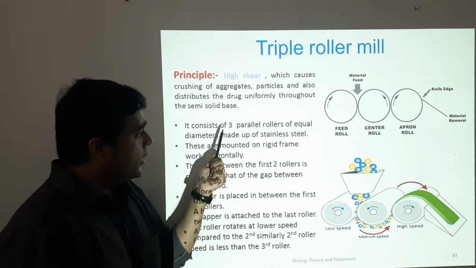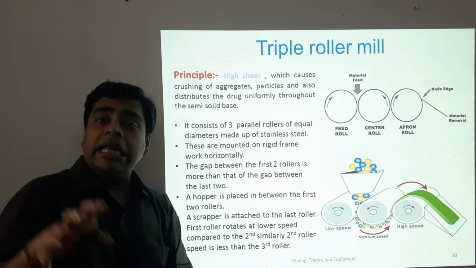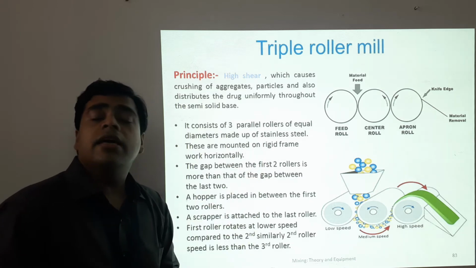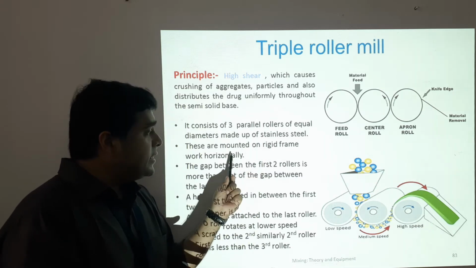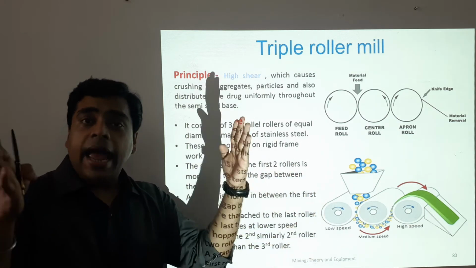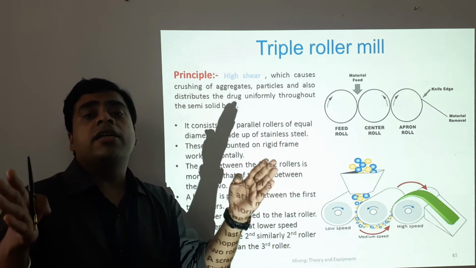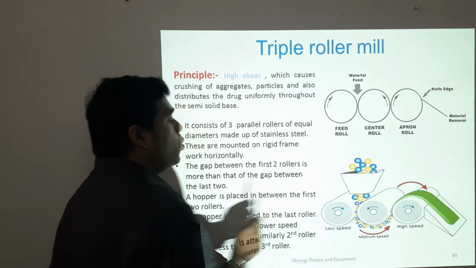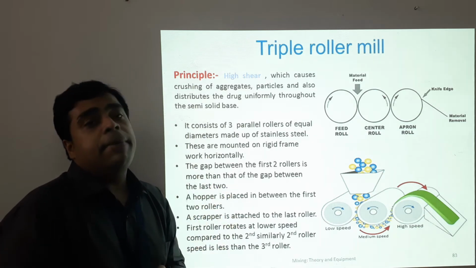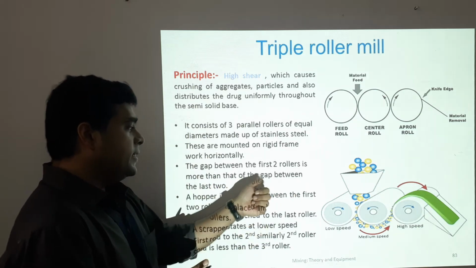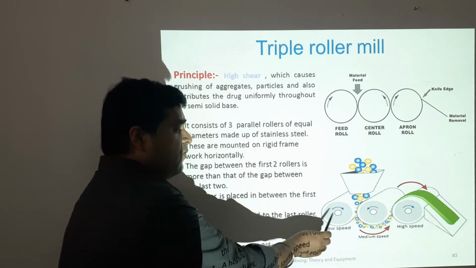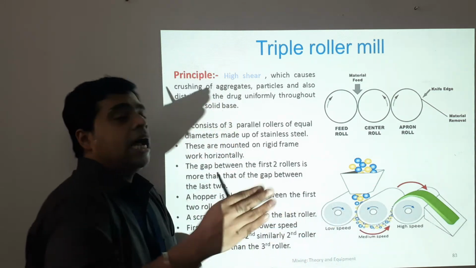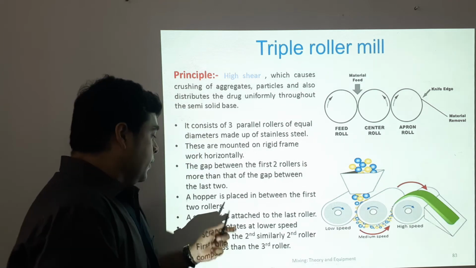Now come to its construction. It consists of 3 parallel rollers of equal diameter, and in the maximum cases they are made up of stainless steel. These are mounted on a rigid frame, and the frame works horizontally. Next, the gap between the first 2 rollers is more than the gap between the last 2 rollers. So the gap between the first 2 rollers is quite more compared to the gap between the second and the last roller. Why is it such?